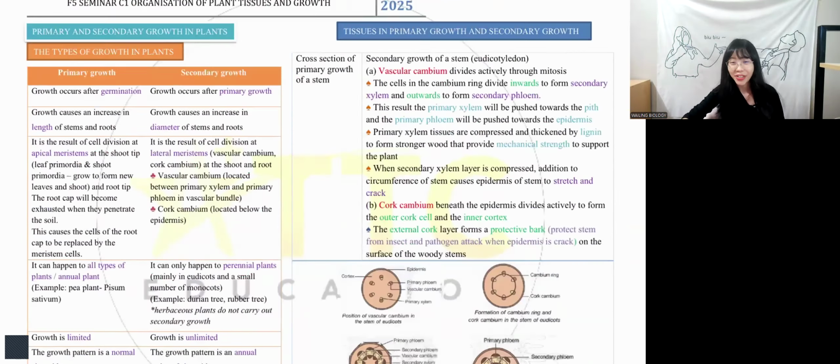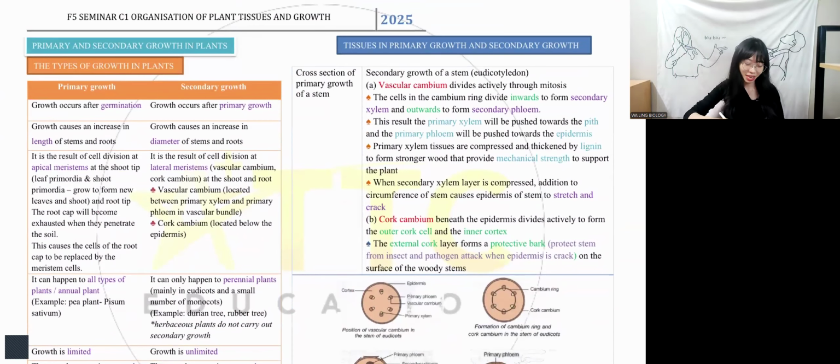We will learn about secondary growth. Okay, this is actually a very important subtopic that you have to learn because in the exam, they ask you to write about secondary growth. Structure also can be asked about secondary growth. Yeah?